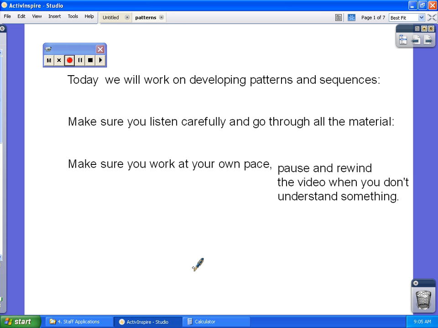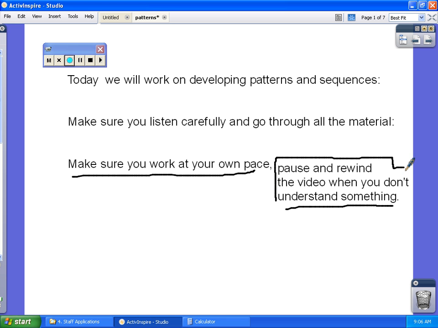All right. Now that you paused, please remember that you got to work at your own pace, but you have to work on your own, which means that if you don't get something, you have to try your best. Please make sure you pause and rewind the video when you don't understand something, but this is pretty self-explanatory, so when you get to a problem that you don't understand, go back and rewatch and re-listen to the video.